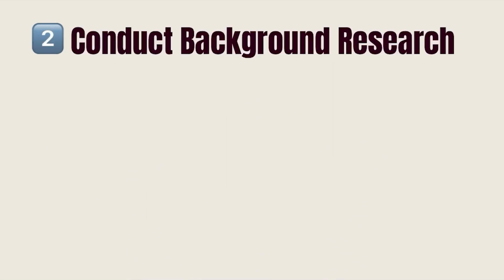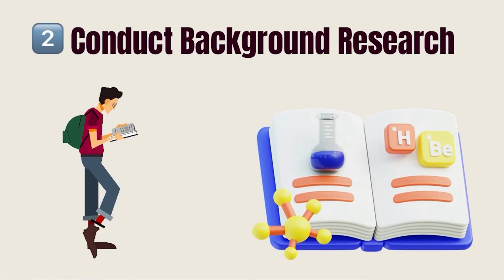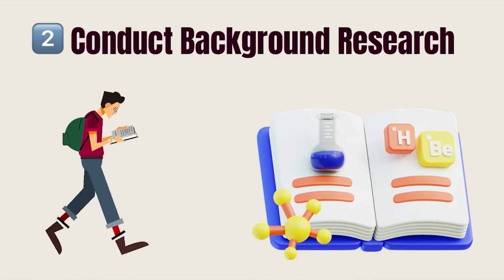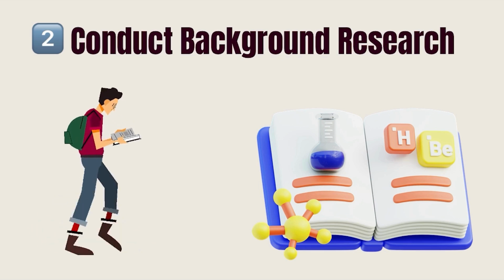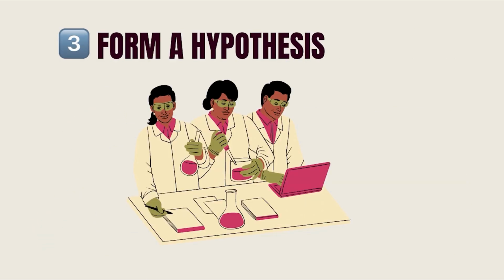The next step after asking the question is to conduct background research. In this step, we're going to read articles and publications that have been done previously by other scientists on rusting of iron. After that, we're going to form a hypothesis. A hypothesis is formed using what we find out from our background research. It is also known as an educated guess.